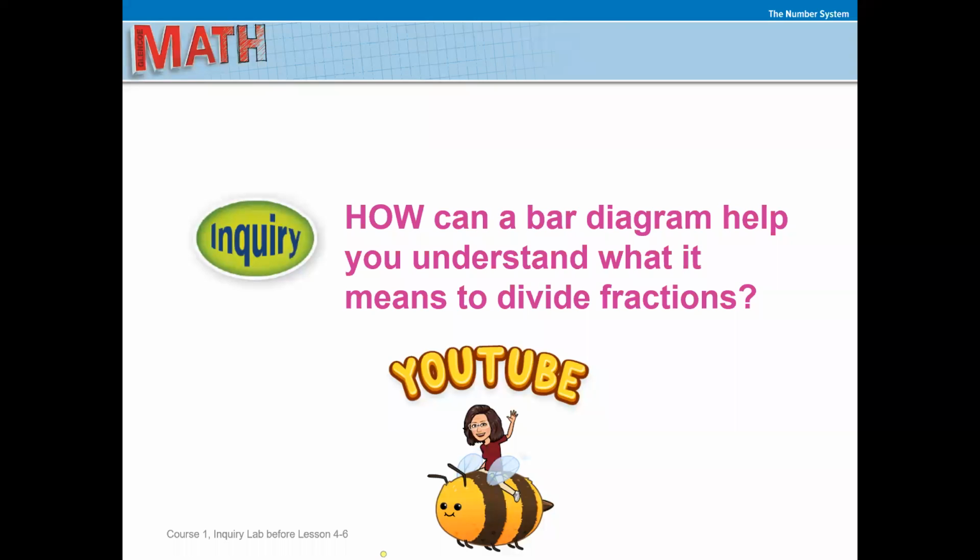Hey, welcome back. This is Math, Chapter 4, Inquiry Lab, before Lesson 6. How can a bar diagram help you understand what it means to divide fractions?